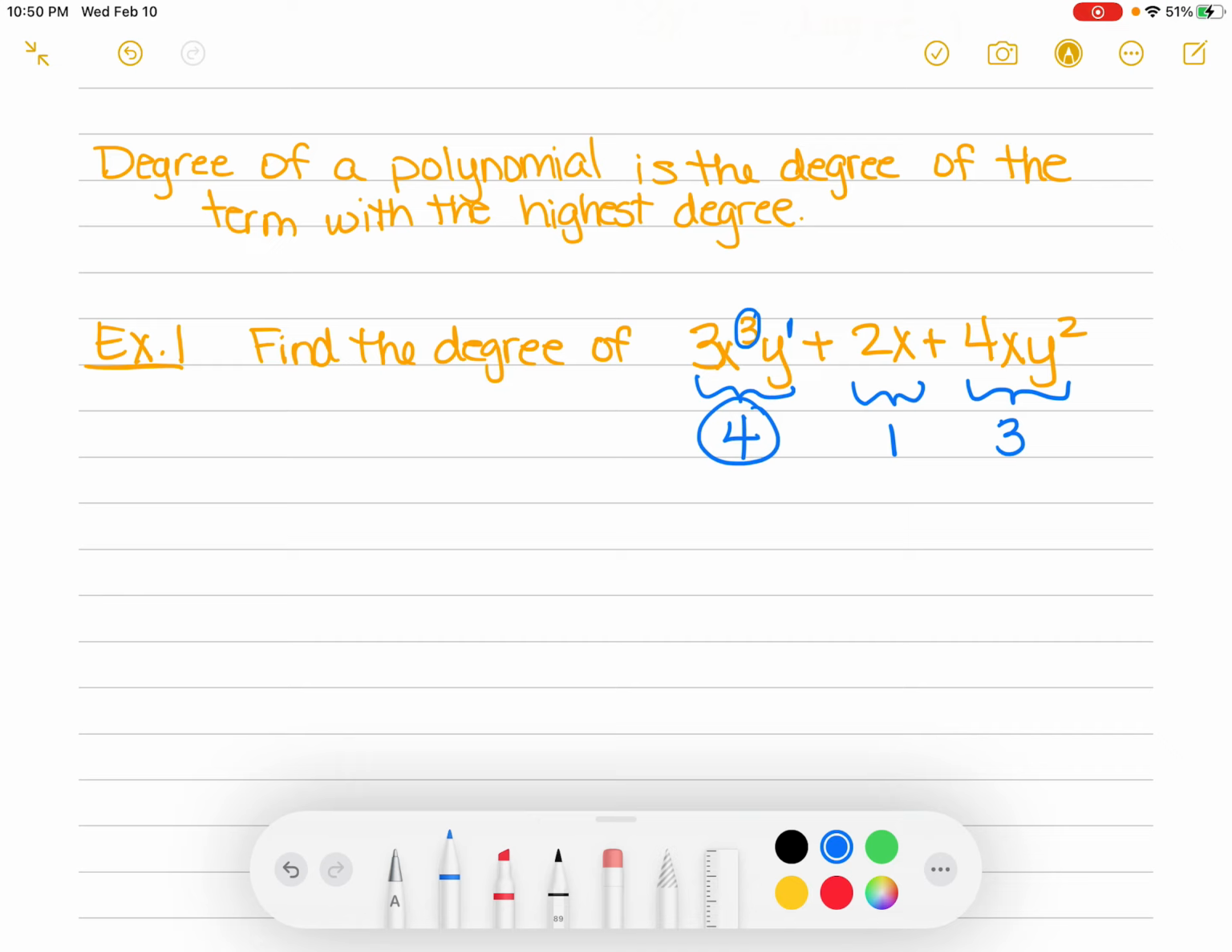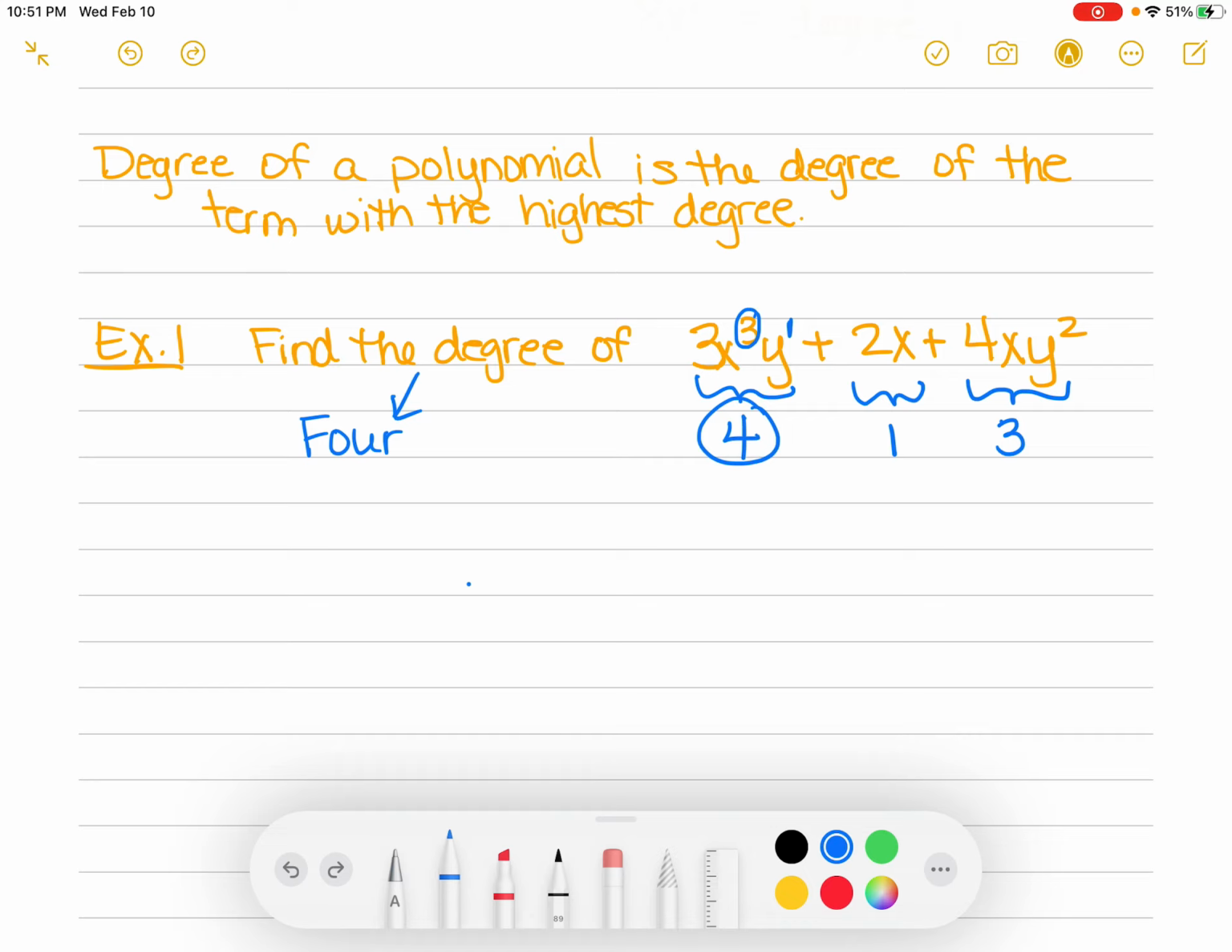So a lot of times in this, they write it out in words. I don't know why, but they'll say the degree is 4. Okay, so that's how you find the degree of a polynomial. Do not add these up and say 8. Okay, that's wrong. So just find each term and then you pick the highest one.